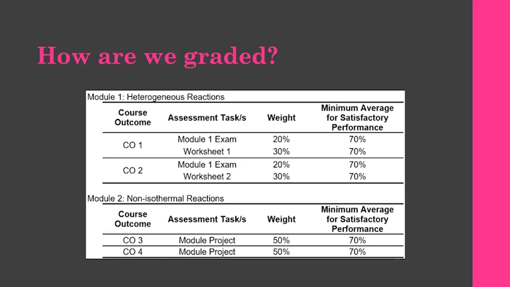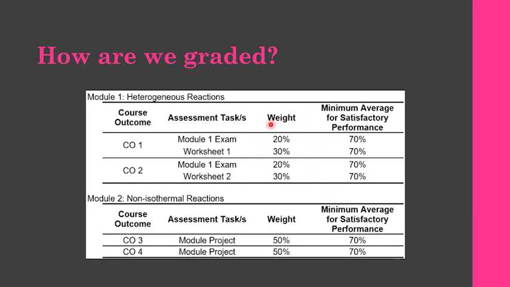Next, let's talk about how you are graded in this course. We only have 2 modules and 4 course outcomes. If you take a look at Module 1, we have 2 course outcomes. We only have 3 assessments here: Module 1 exam, Worksheet 1, and Worksheet 2. Module 1 exam is worth 40% total, 20% in each course outcome, and each of your worksheets are worth 30% each. So you cannot ignore the worksheets because they actually form the majority of your grade in Module 1.